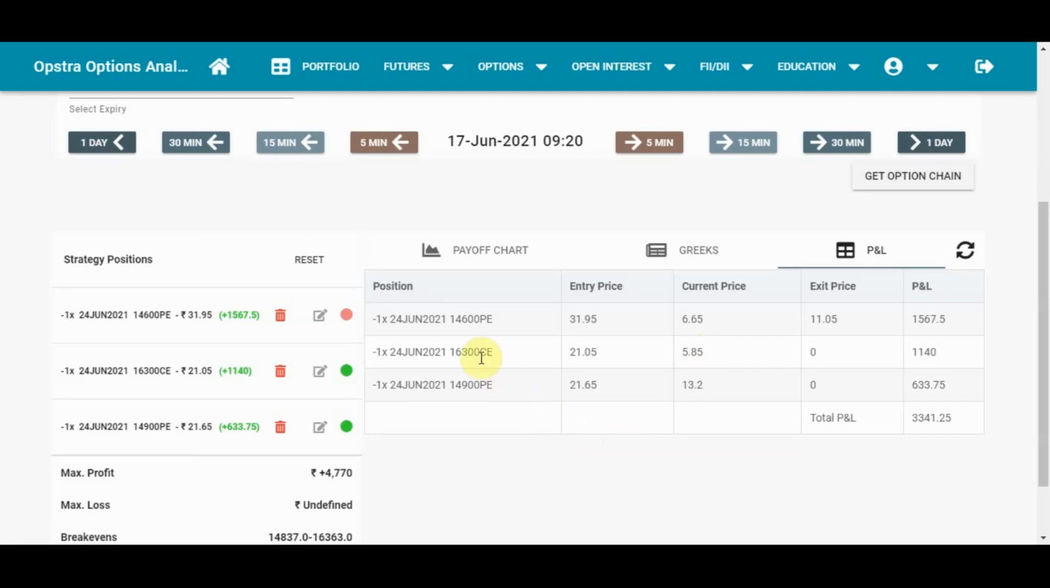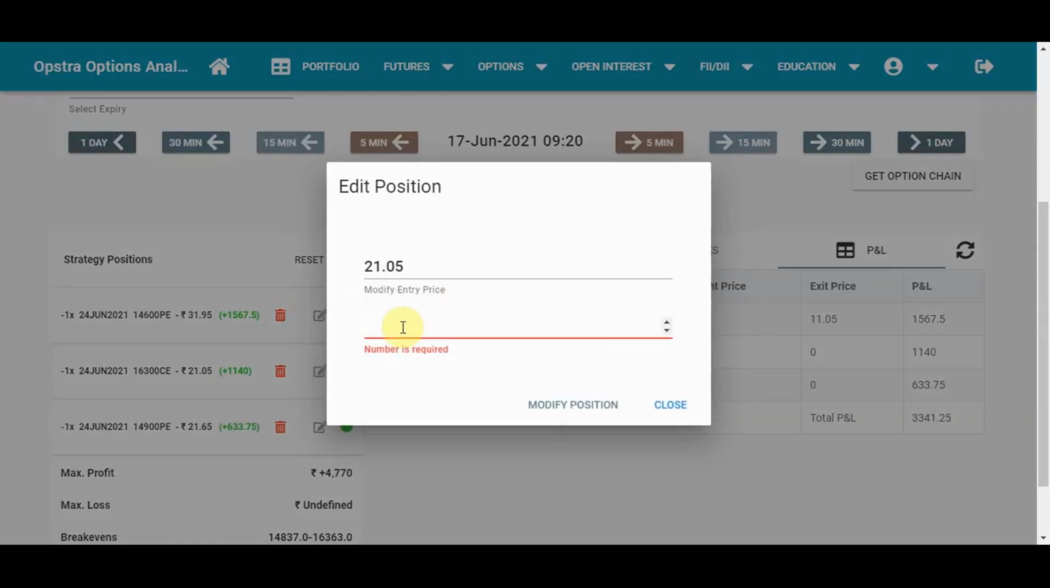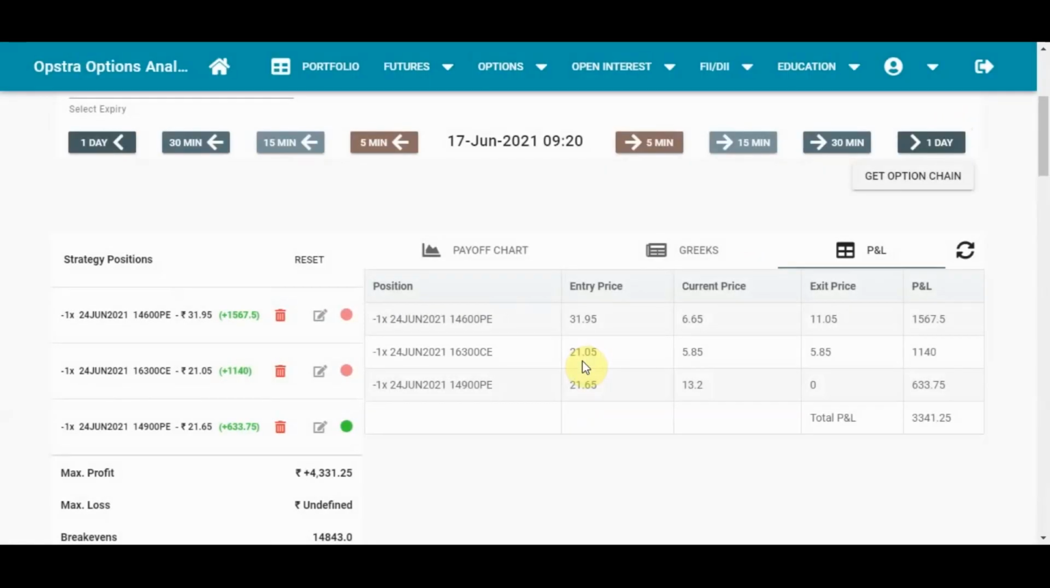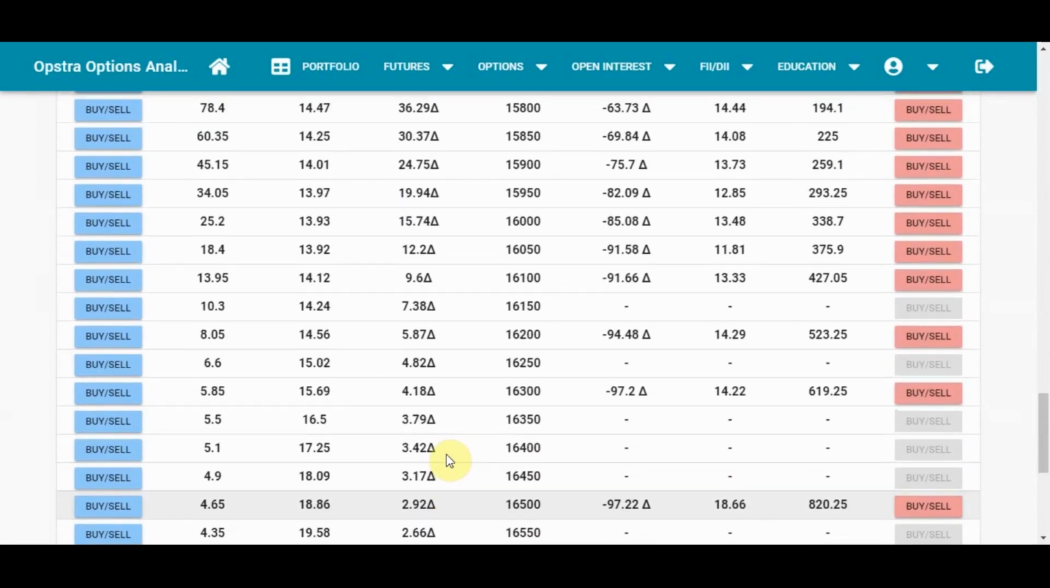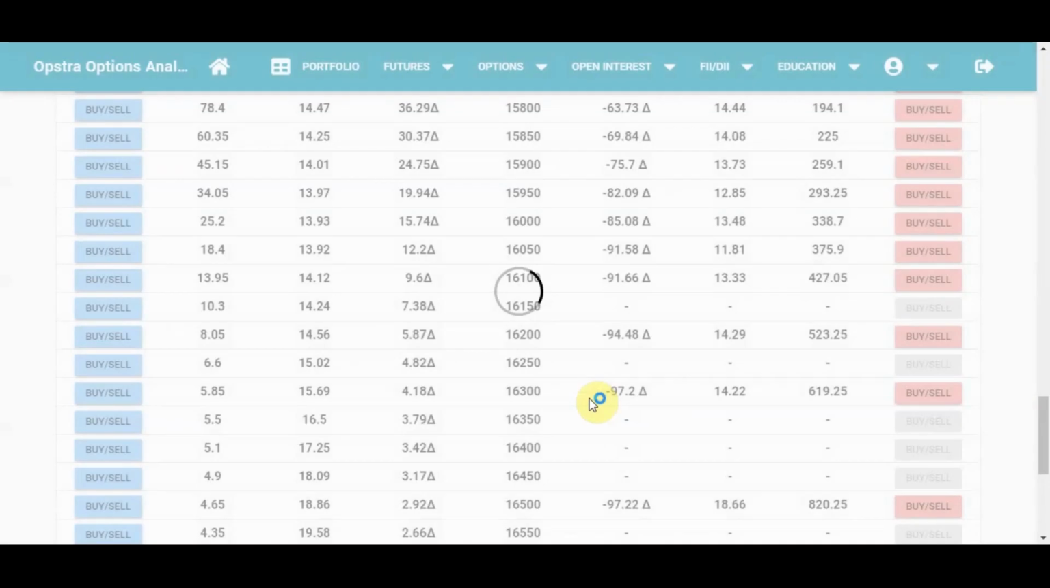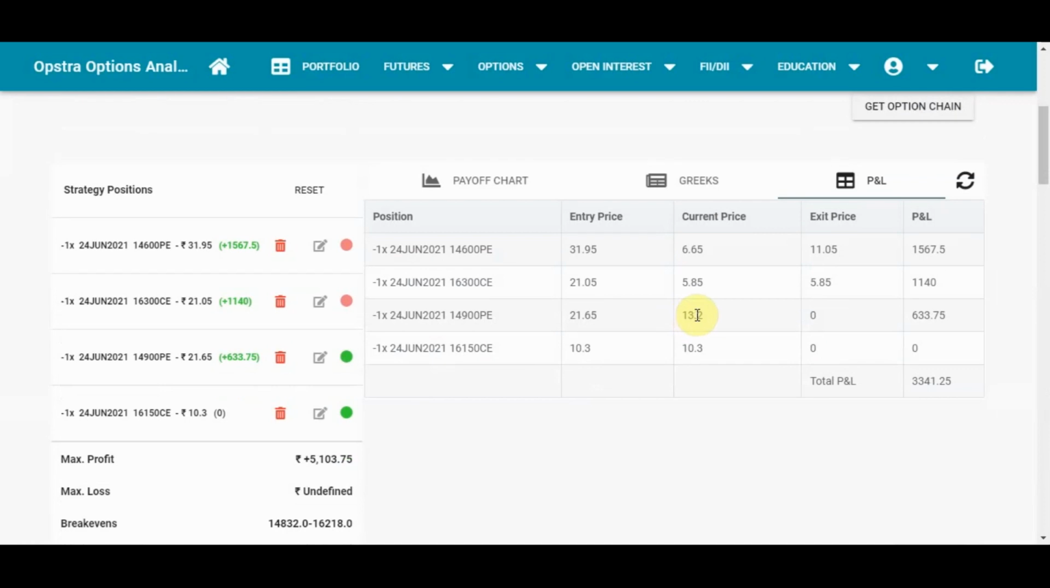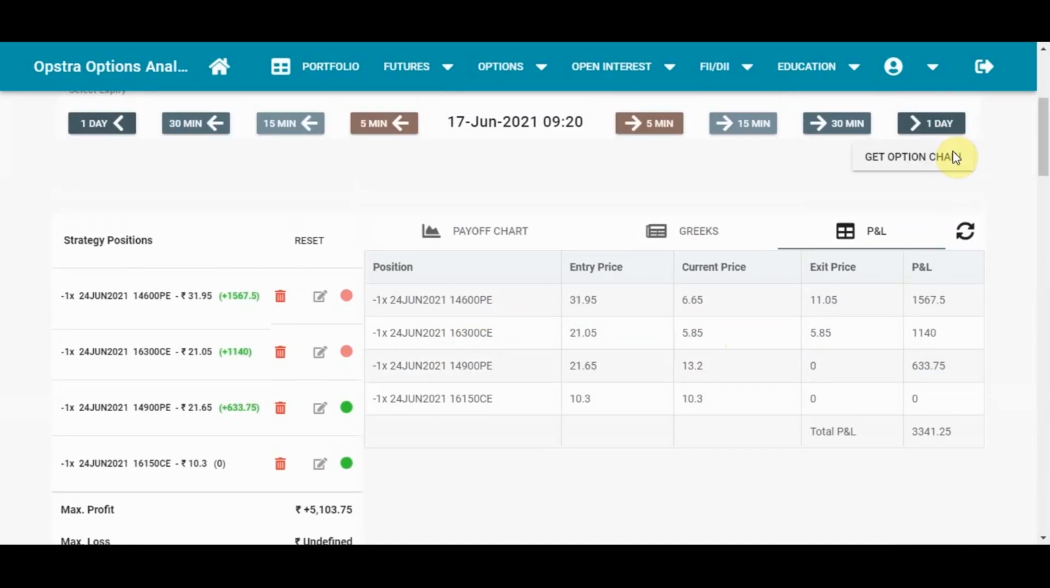I want to maximize my profits, so I'll exit this call and roll it down. At 5.85 rupees, I book my profits in this position and I sell a new call. I'll sell the 16,150 call. So we now have equal premiums on both sides. These two are our open positions, the 14,900 put and the 16,150 call. We'll keep on going.